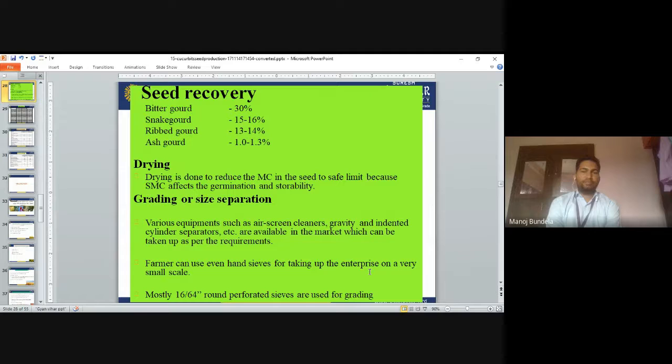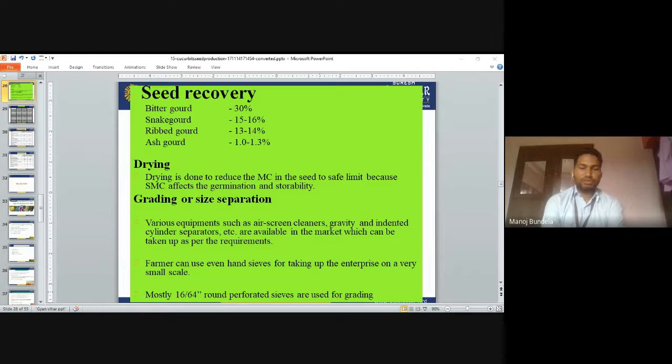Grading and size separation. Various equipment such as air screen cleaners, gravity and indented cylindrical separators, etc. are available in the market which can be taken up as per requirements. Farmers can even use hand sieves to take up the enterprise on a very small scale.